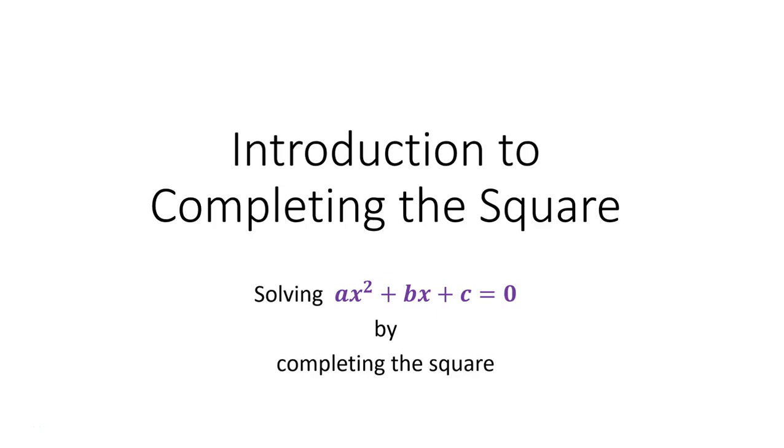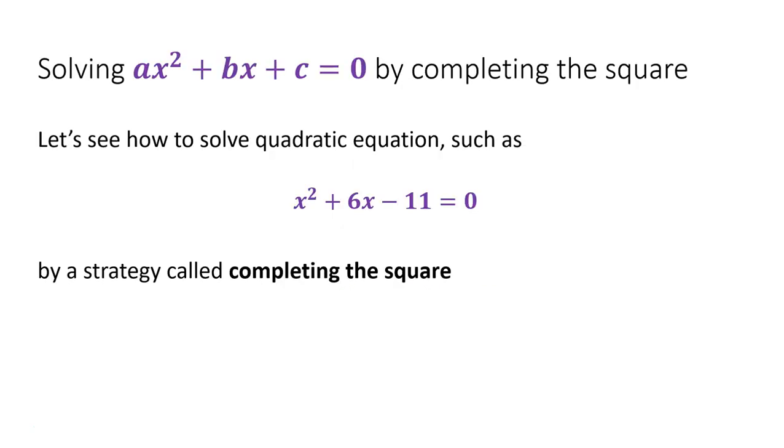Let's look at how we can solve quadratic equations. That means they're in the form ax squared plus bx plus c equals 0. That's a second degree equation, by completing the square. For our example, we'll use x squared plus 6x minus 11 equals 0. So the ax squared is the x squared, the bx term is plus 6x, and the c term is negative 11.